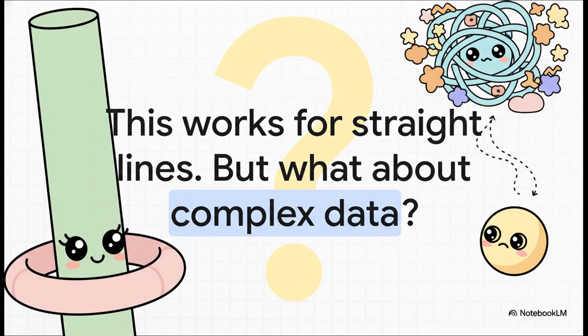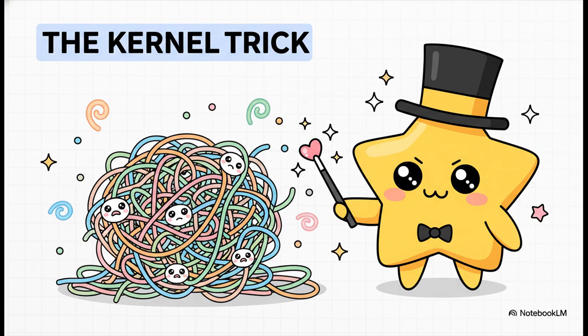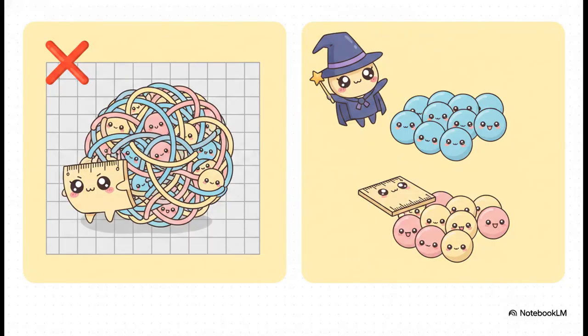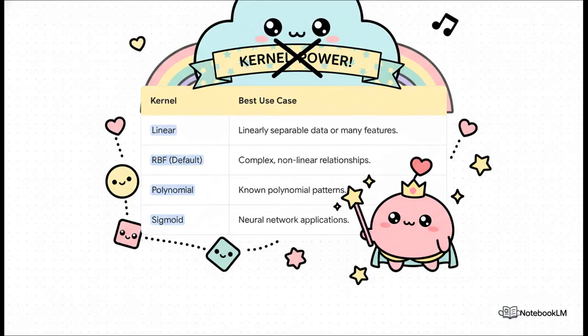Okay, so that's great for straight lines. But what if your data is all curvy and complex? Well, this is where SVR pulls out its magic move, the kernel trick. It projects the data into a higher dimension where a simple flat plane can now separate it. Pretty clever. These projections are done by kernel functions. The RBF kernel is your go-to, but others have specific jobs.